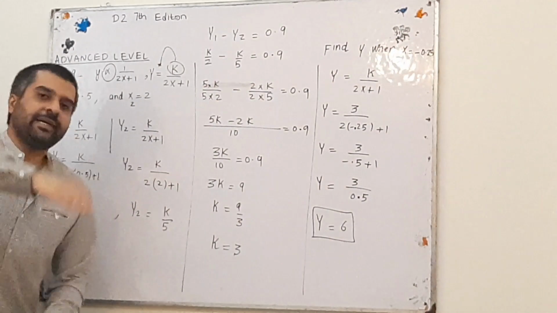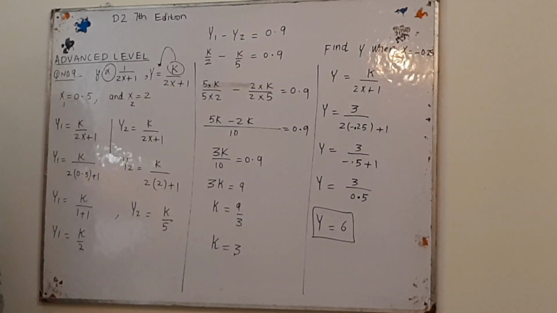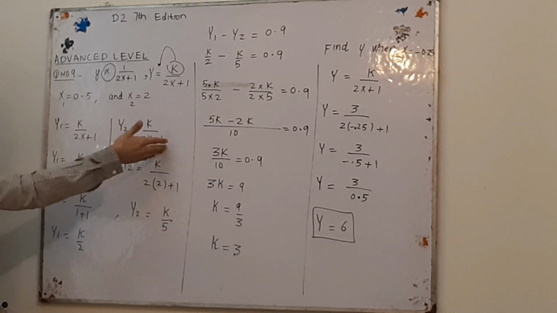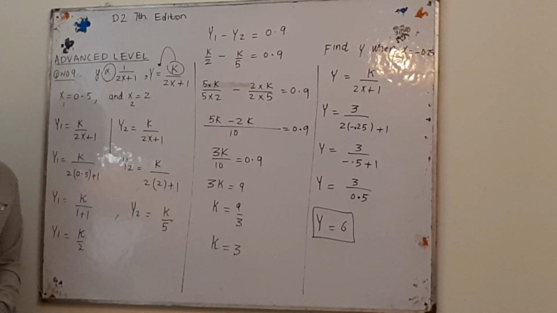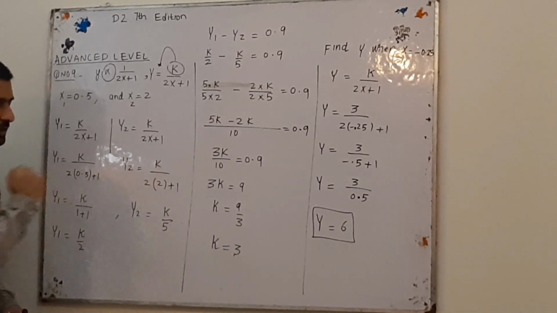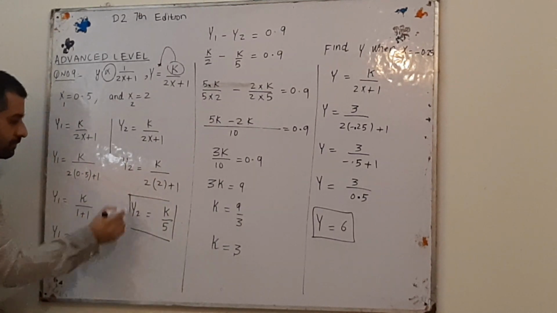Now obtain the second value of y when x is 2. Again use the same equation: y2 is equal to k over 2x plus 1. Put x equal to 2. 2 into 2 is 4, 4 plus 1 is 5. Now this is the second value of y when x is 2. So you got two values of y.